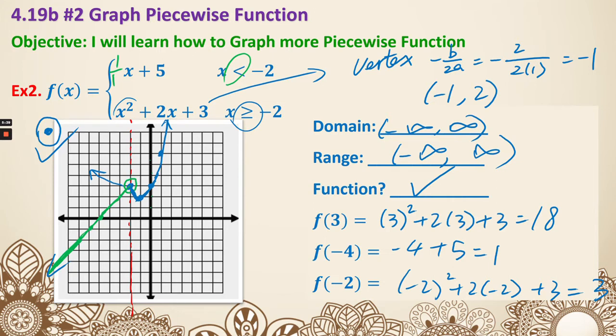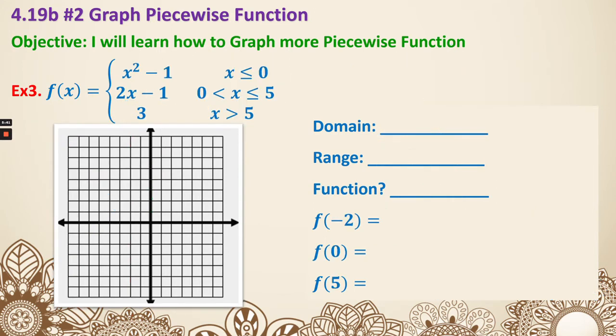That's example 2. Next, example 3. Let's look at the endpoint first. If you look at the domain, this time we have two different endpoints. One is at 0, the other is at 5. So this is my first line right here, and this is my second line.